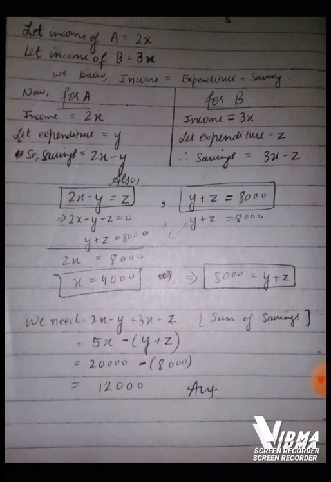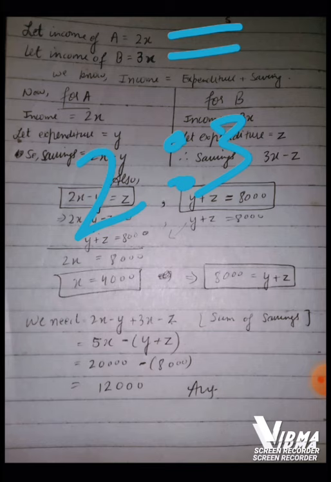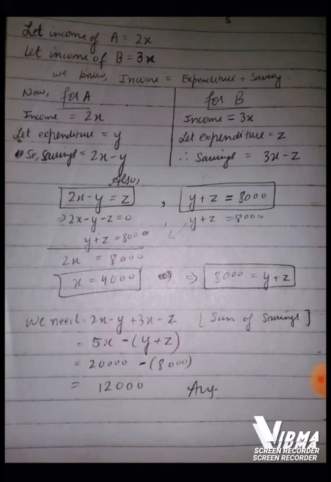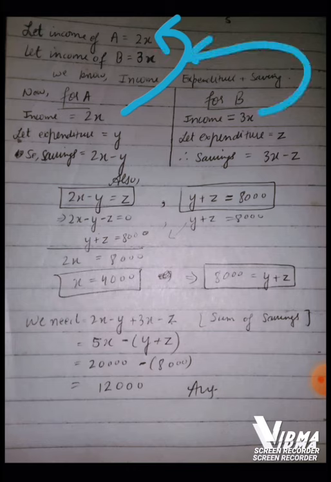Since in the question it is given that income of A ratio income of B is 2:3, that is why we assumed income of A to be 2x and income of B to be 3x, right? Next, we know that income is nothing but expenditure plus savings, right? This we already know. Now, for A, we have income equal to 2x from here. Similarly, for B, we have income equal to 3x from here, right?